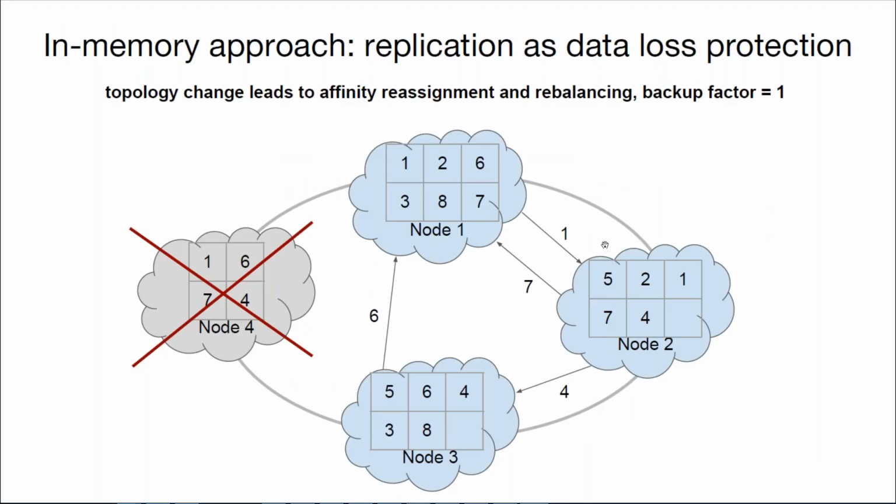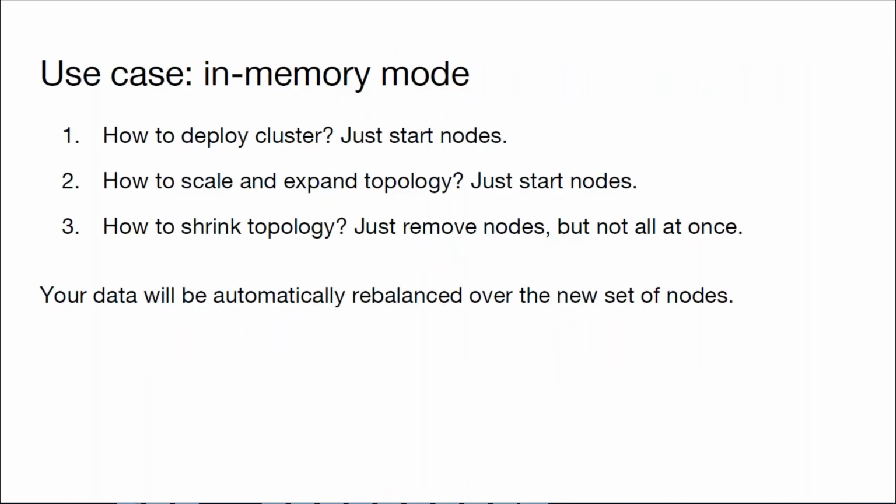Data is automatically rebalanced and everything is good, and the backup factor is recovered. So in case you lose another node, nothing bad will happen and you will not lose your data. Well, there is a restriction: you should have the necessary amount of space on your nodes to make such rebalancing possible. Okay, it's quite simple.